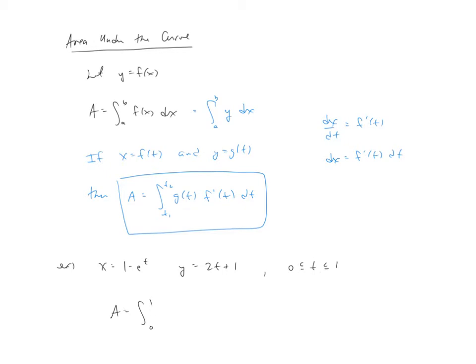And then the g of t would be, in our case, remember, g of t is going to be the y. So the g of t would be 2t plus 1 multiplied by the f prime of t, and that would come from the derivative of the x coordinate, which in this case would be negative e to the t. So negative e to the t dt. So that would be your setup for an area computation like that.